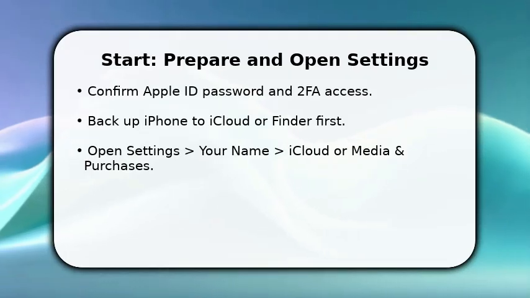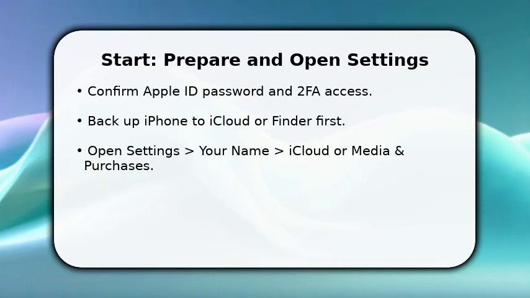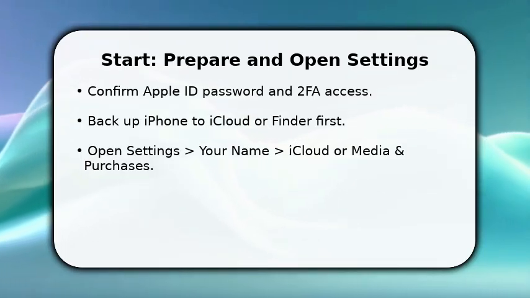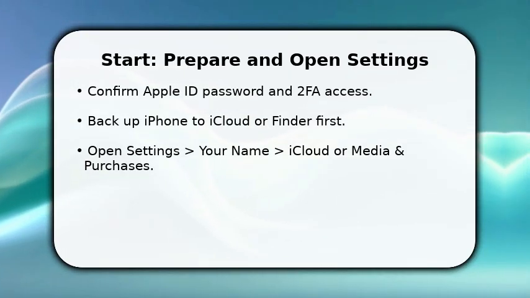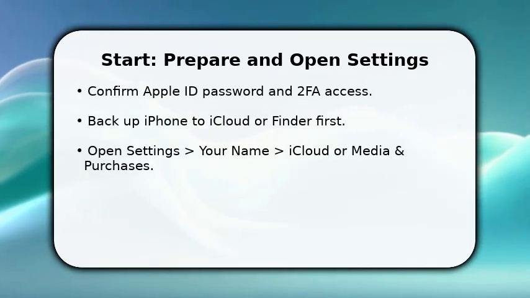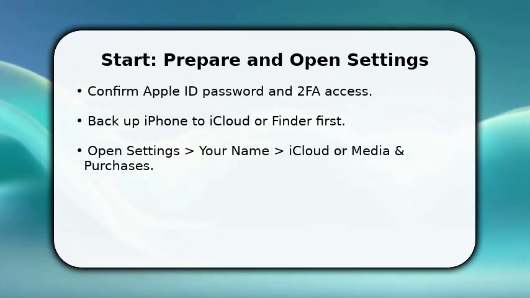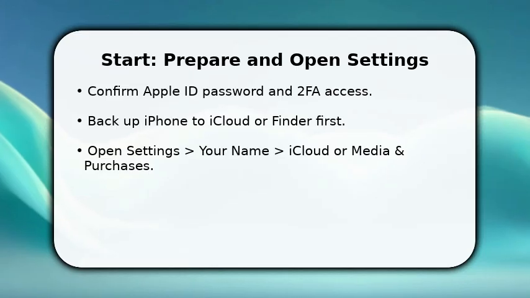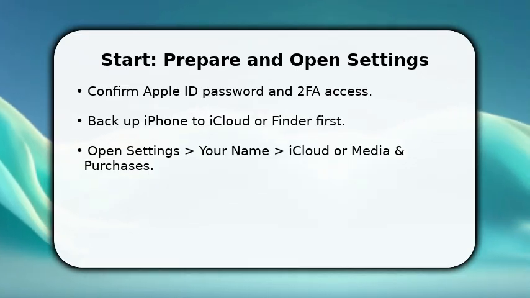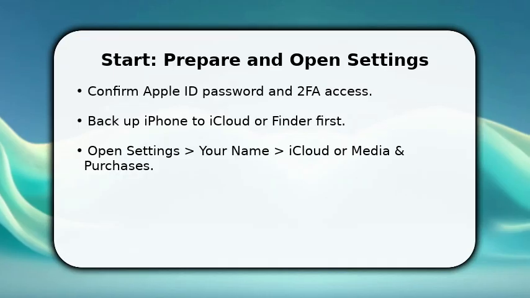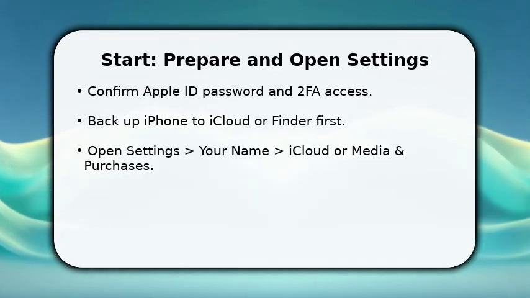You'll start by confirming you have your Apple ID password and two-factor access. This prevents lockouts. Once done, back up your iPhone to iCloud or Finder so you can restore if needed. Now open Settings, tap your name, then choose iCloud for address fields or media and purchases for billing. This begins the change process. Make sure you're connected to Wi-Fi and plugged in for stability before moving to account edits.